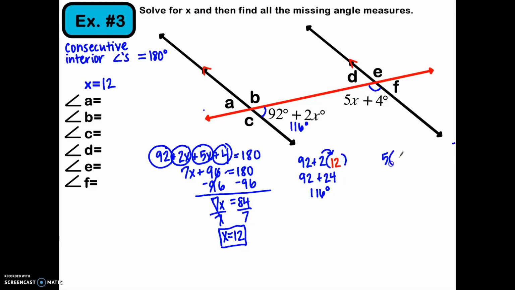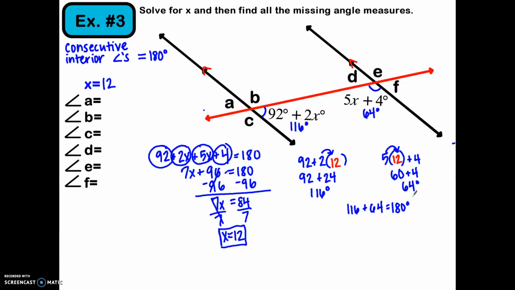So 5 times my x value of 12 plus 4. 5 times 12 is 60. 60 plus 4 is 64 degrees. And if I add 116 plus 64, I do in fact get 180 degrees. So I know that that is correct.